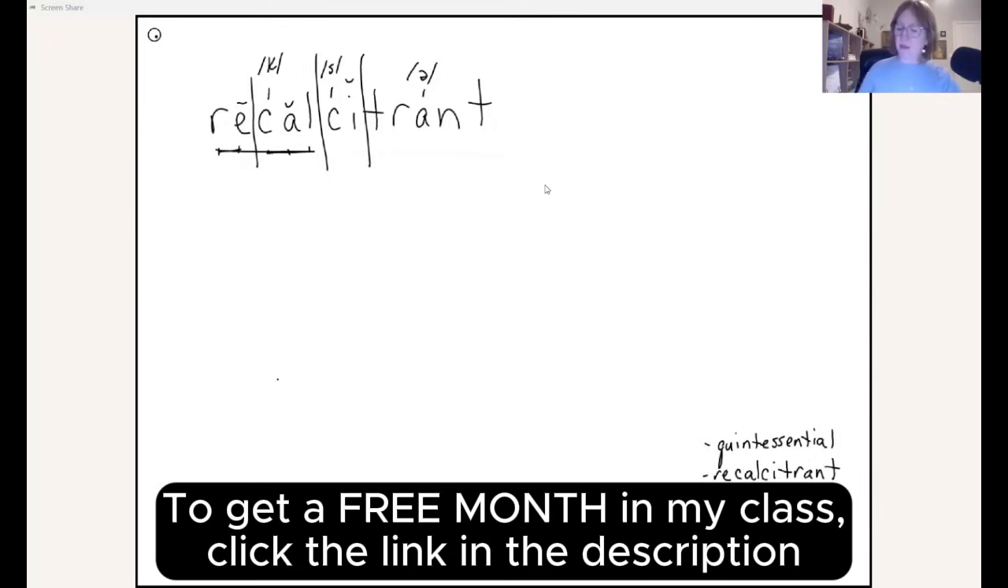Next syllable, this C is making its soft sound, so we have s-I, si. Putting all 3 syllables together, recalci. Last syllable, t-r-a-n-t, trant. Recalcitrant. How did you do on that one?